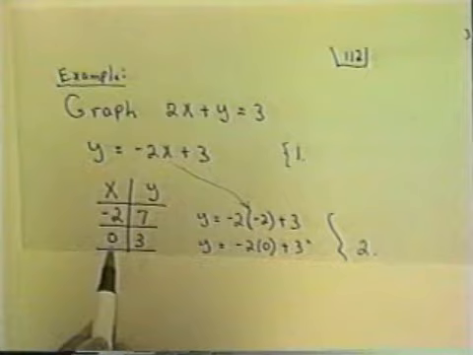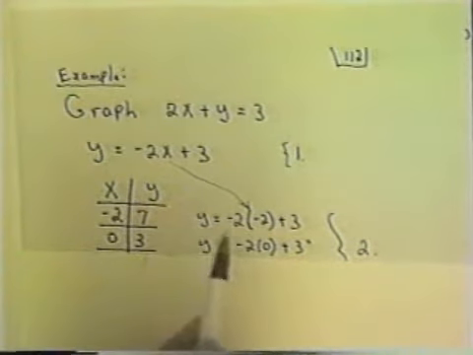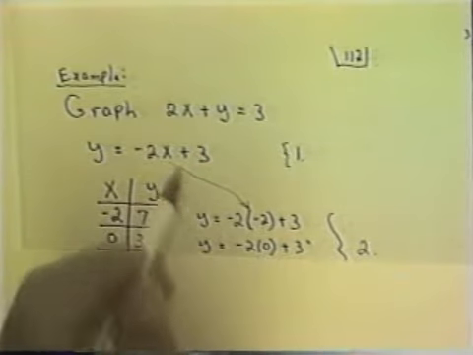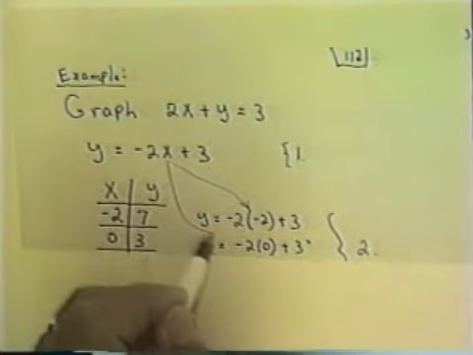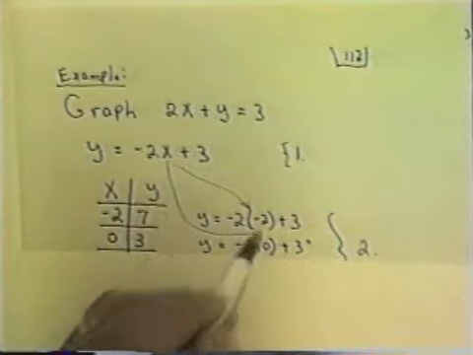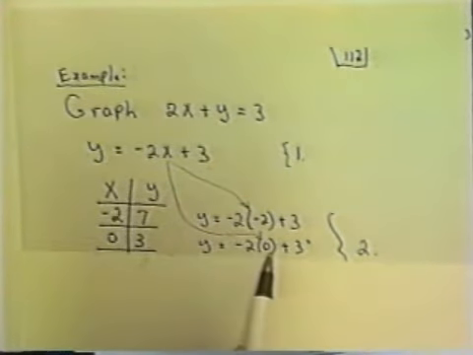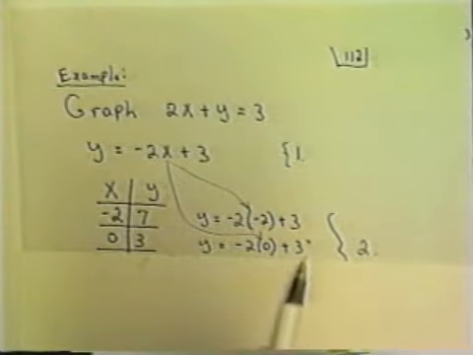As a second choice of x, we will use 0. When I put in 0, I have negative 2 times 0. Notice in this case we are replacing x by 0. So negative 2 times 0 is 0. 0 plus 3 is 3.